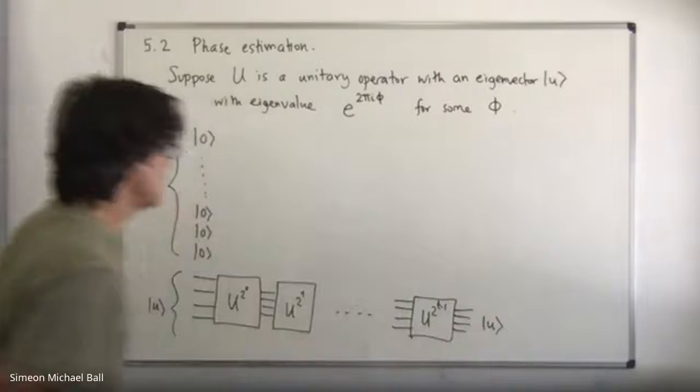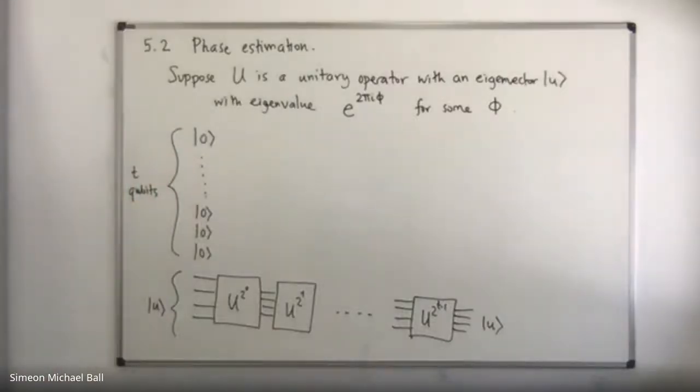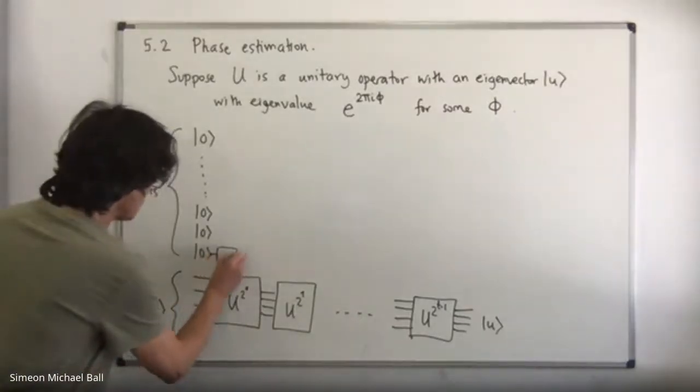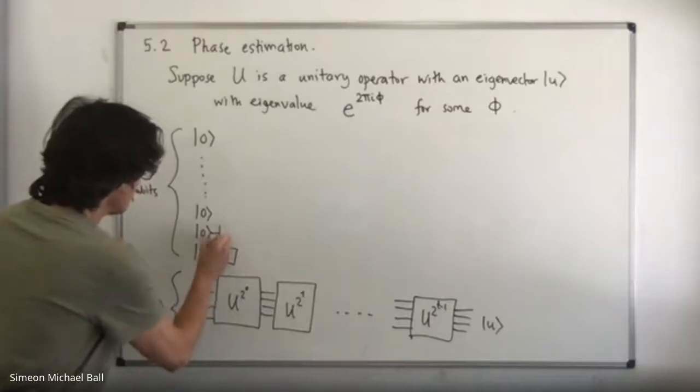So what's going to come out the end of these wires is U, because it's an eigenvector, so it doesn't get changed when we get to phase. And here we put everything into superposition straight away. So maybe what is the U to the power 2 to the?